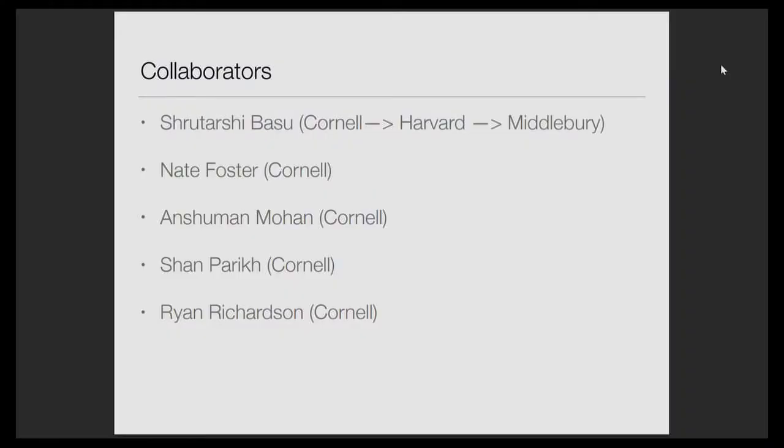And I should say that this is joint work. We've been doing this for 5 years now with Shrutarsi Basu, who started out as a PhD student at Cornell and is starting at Middlebury as an assistant professor this fall. His PhD advisor, Nate Foster, Anshuman Mohan, who's now getting a PhD at Cornell, and Sean Parikh and Ryan Richardson, two very energetic and able undergrads.